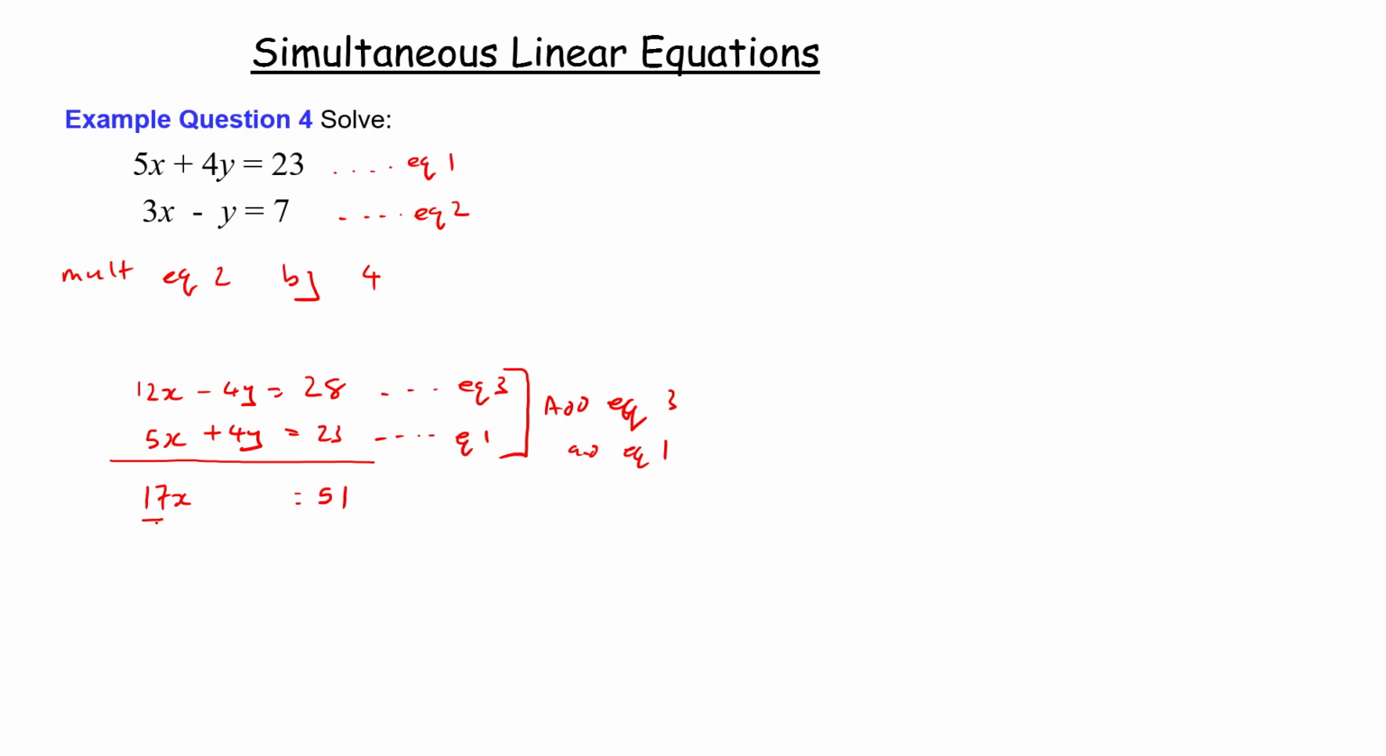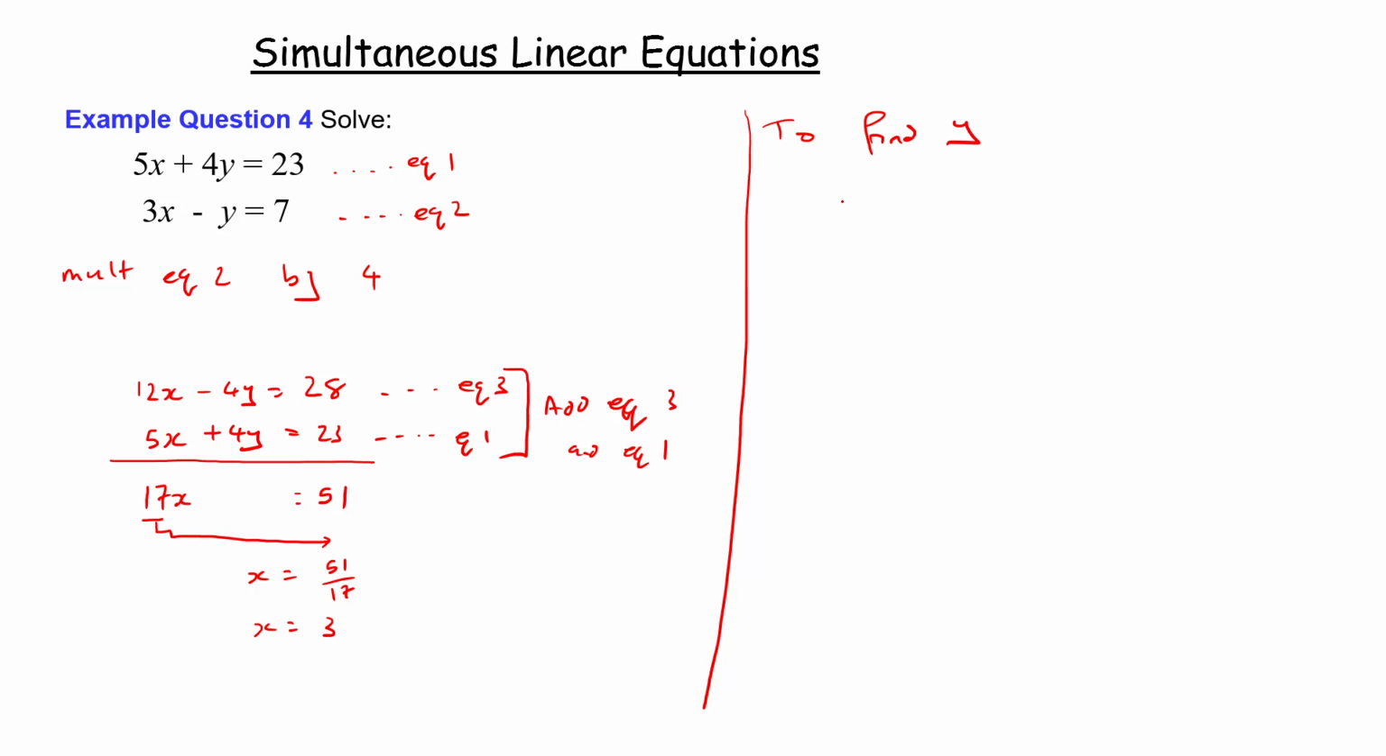Now 17x means 17 times x. It's times on this side, crosses the equal sign, becomes divide, so x is going to be equal to 51 divided by 17. So that means x is equal to 3. So I've got my x. How do I find y? So let's move on to this side of the page then. To find y, sub in for x in equation, let's go for equation 2 this time, just to be different.